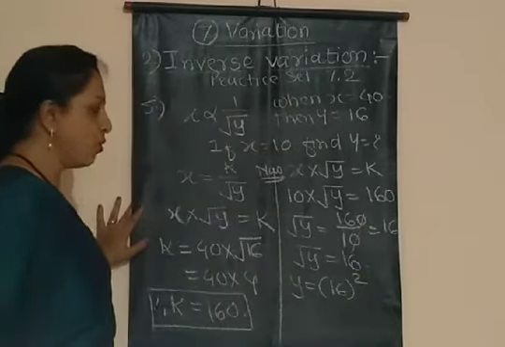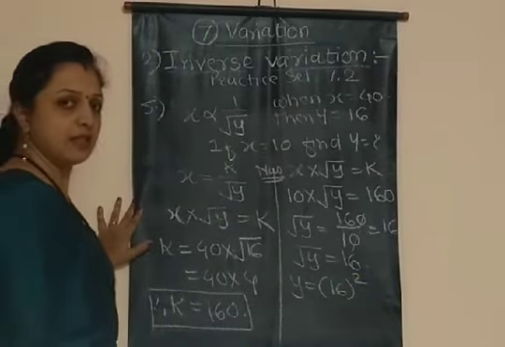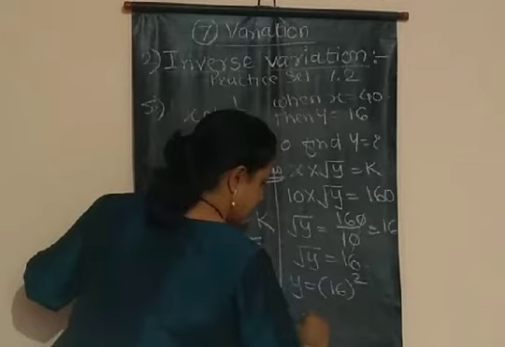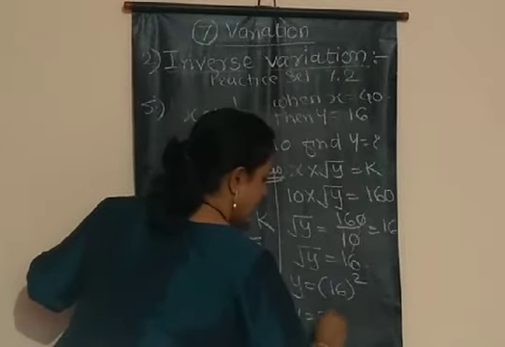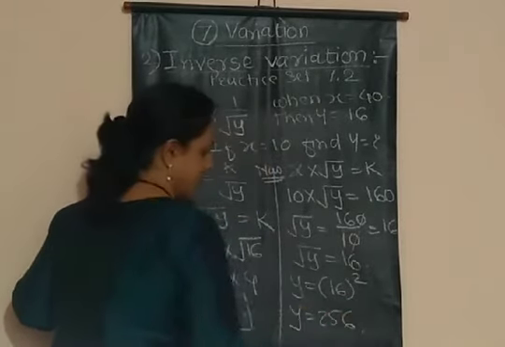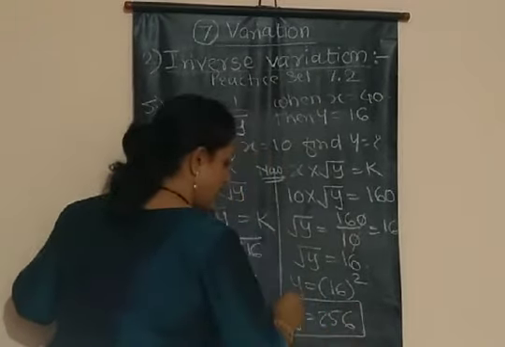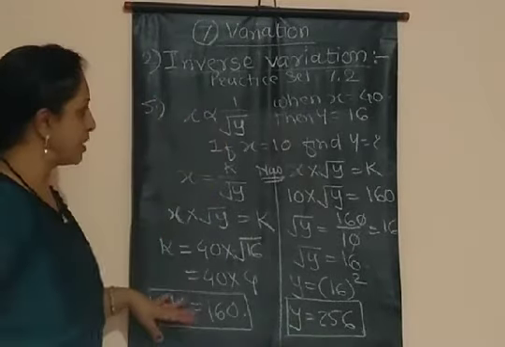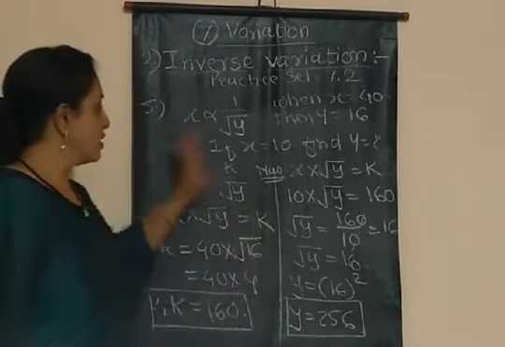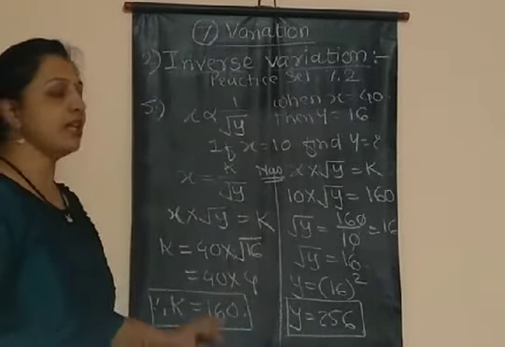And we know what is the square of 16? That is 256. So the value of y is 256. In this way you will get the answer of question number 5. So first find out the value of k in each question.